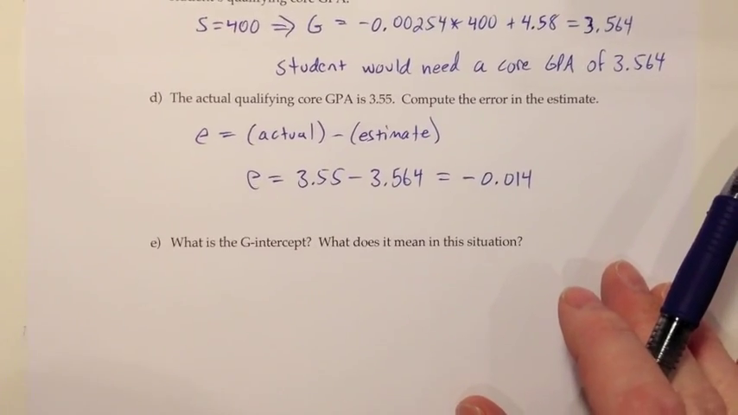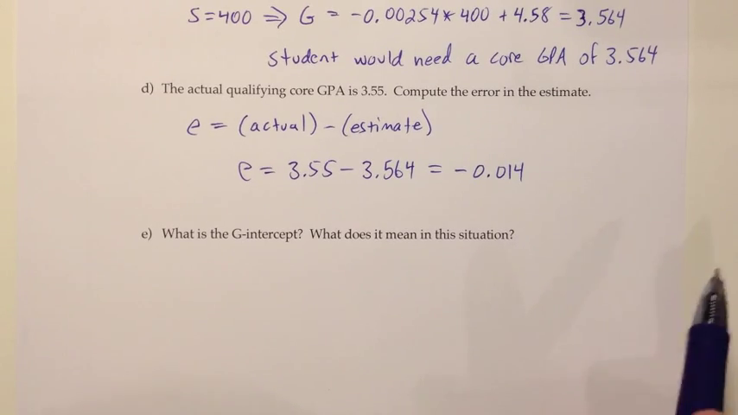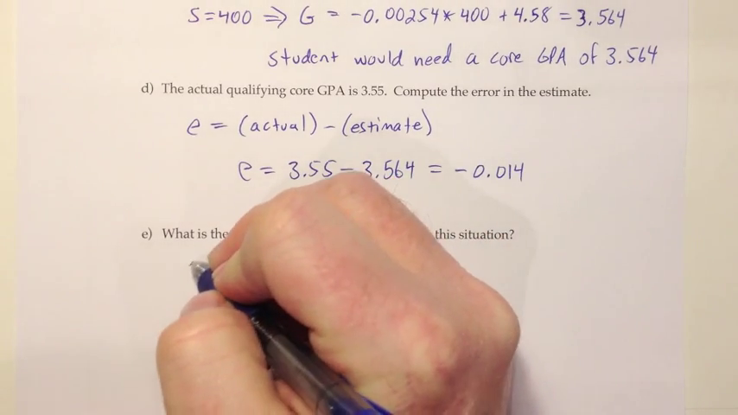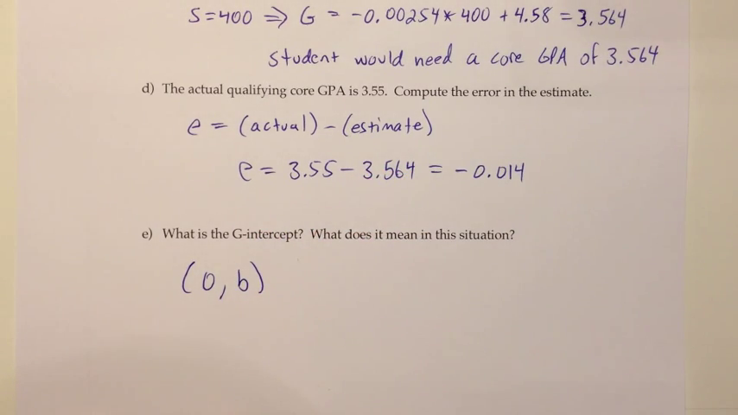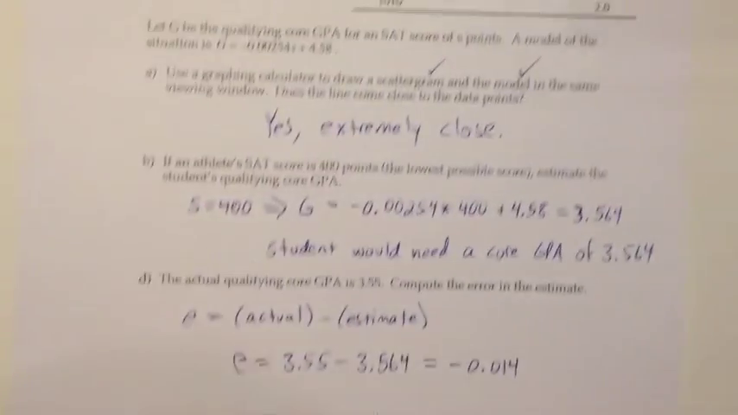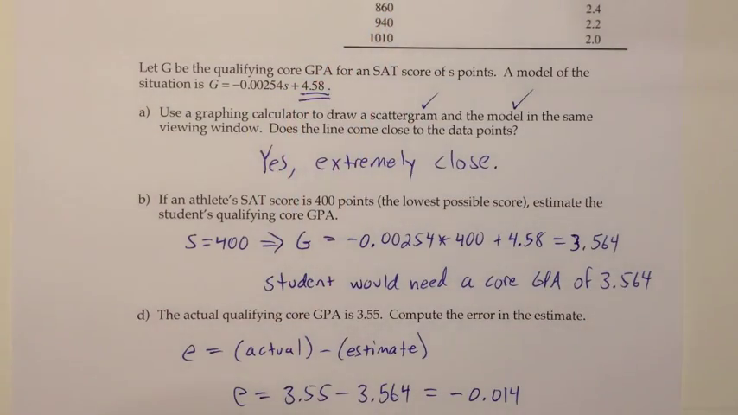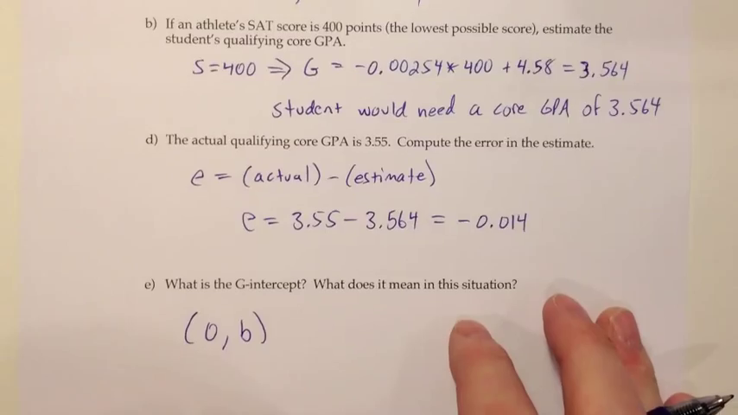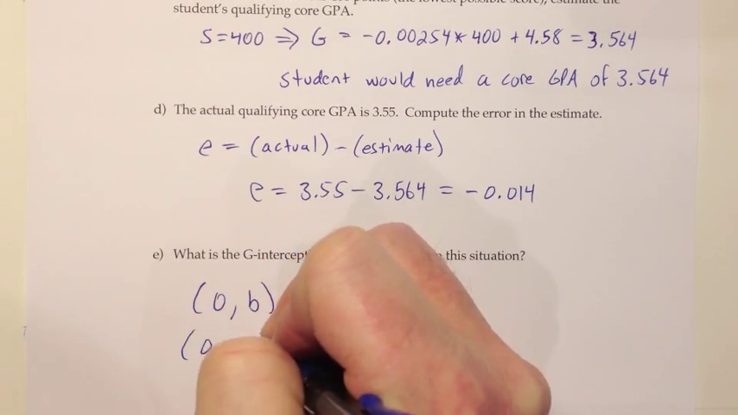Alright, one final question on this one. What is the g-intercept and what does it mean in this situation? So the g-intercept would be (0, b). G is our output variable, so it would look like this. We could plug that into the equation, or we could just look at the equation and say, look, the g-intercept always has this constant term as its second, or y, coordinate, and so that's going to be 4.58 for our b. So the g-intercept would be (0, 4.58).